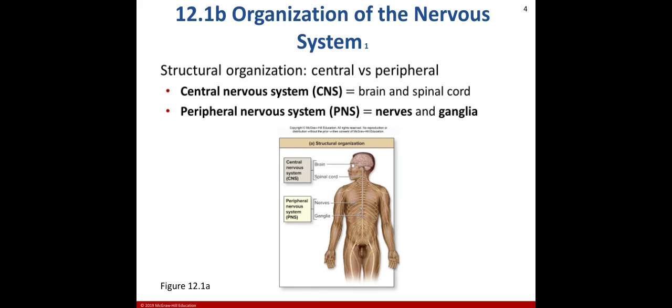And then there is the peripheral nervous system, which is going to be your nerves and the ganglia. So all of the little reaching out aspects of the nerves, the ganglia. That is your peripheral nervous system. And I like to remember that as it being on the periphery, like in my arms and legs. So this is how we organize our nervous system when we talk about its structure. We have the CNS and the PNS.